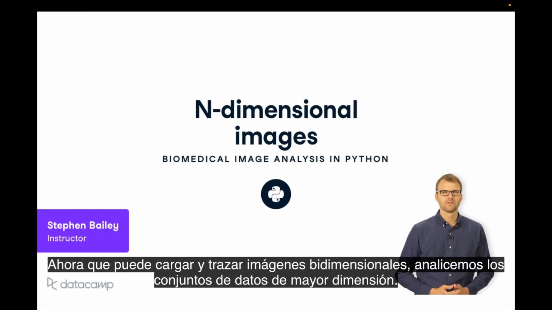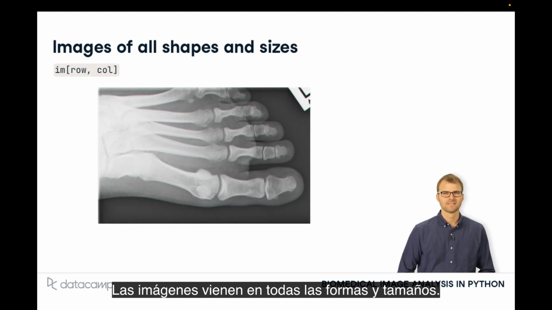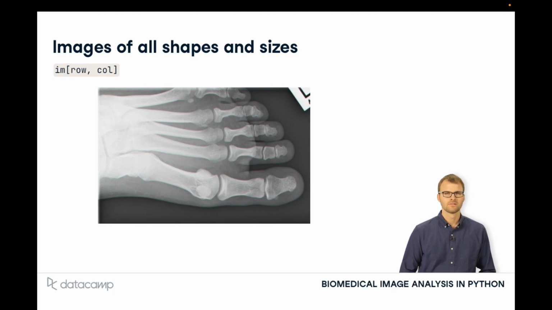Now that you can load and plot two-dimensional images, let's discuss higher dimensional datasets. Images come in all shapes and sizes. This makes them versatile, but also complex. A standard grayscale image is the simplest type. It's an array that can be indexed by rows and columns.